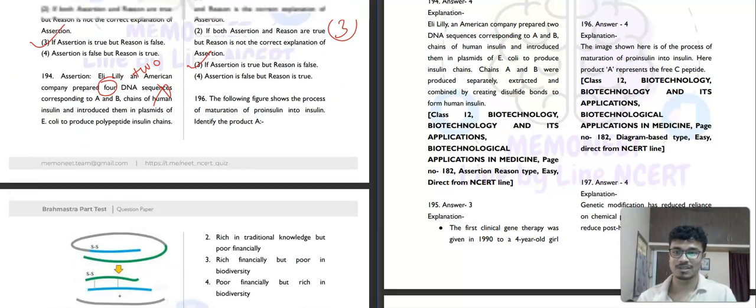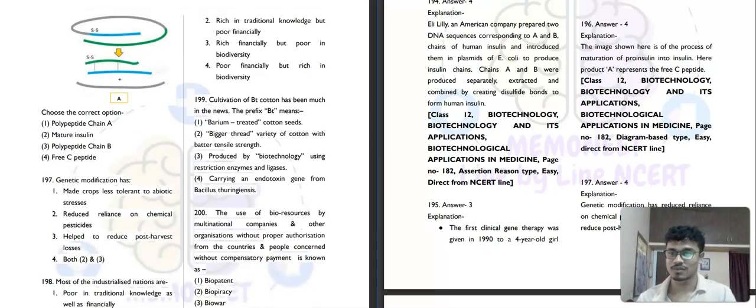In question number 196, what is it saying? The following figure shows the process of maturation of proinsulin into insulin. Identify the product A. A is basically the free C peptide. So, fourth option is our correct answer.